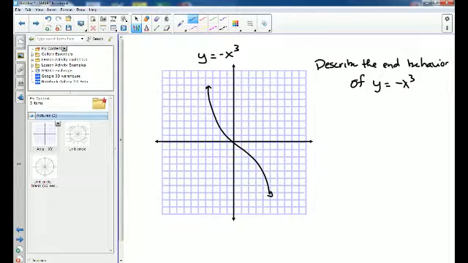It means when you have a positive x, you get a negative y. So describe the end behavior: as x goes to infinity, what happens to the y? It goes down.